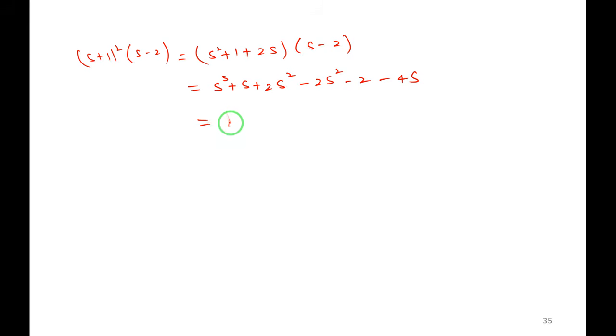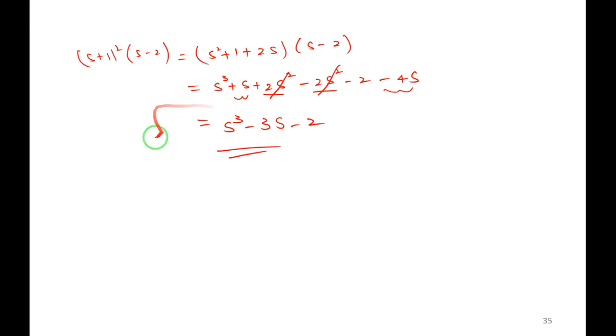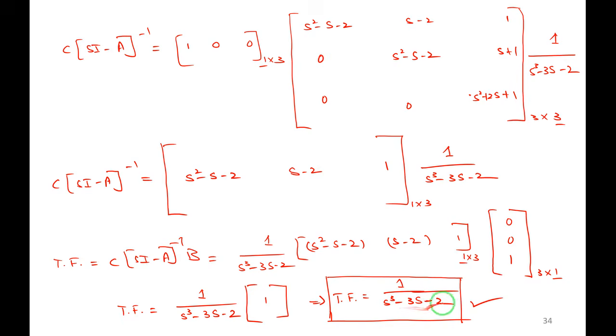So s cube is fine. The 2s square and minus 2s square will get cancelled, right? Then minus 4s plus s, so it is minus 3s, then minus 2. It is correct, I think: s cube minus 3s minus 2. Yes, it's correct. So the transfer function is 1 by s cube minus 3s minus 2. So this completes this chapter, state variable analysis. I'll stop recording.